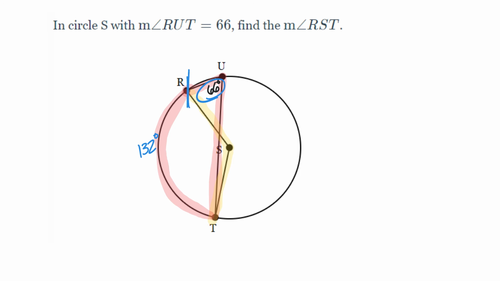Well, this arc from R to T is not only the arc that's connected to our inscribed angle, but is also the arc that is associated with our central angle. But remember, the relationship between a central angle and the arc is that the angle and the arc are equal to one another. So if it's 132 degrees, so is the central angle. And that's what our answer would be here, 132 degrees.